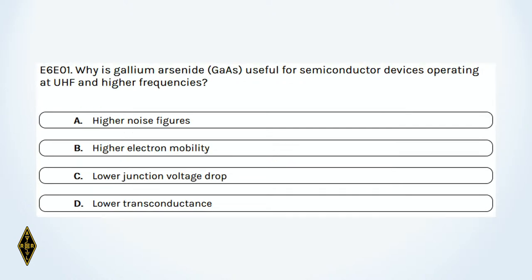So why is gallium arsenide useful for semiconductor devices operating at UHF and higher frequencies? Alpha. It's not alpha, it's not higher noise figures. Bravo. Yeah, it's higher Bravo. Electron mobility, like I showed you on that chart. Things move faster through it.